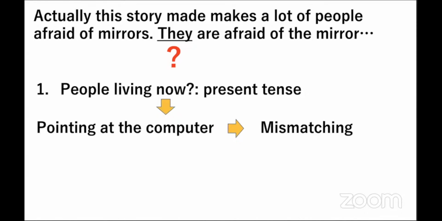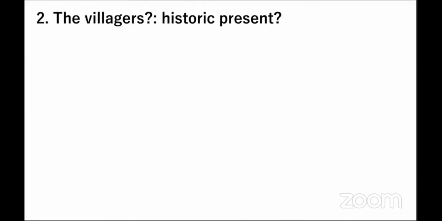But the second possibility is that maybe he was referring to the villagers and he was using the historic present. In order to check this, we need to see his utterance when he mentioned the mirror.